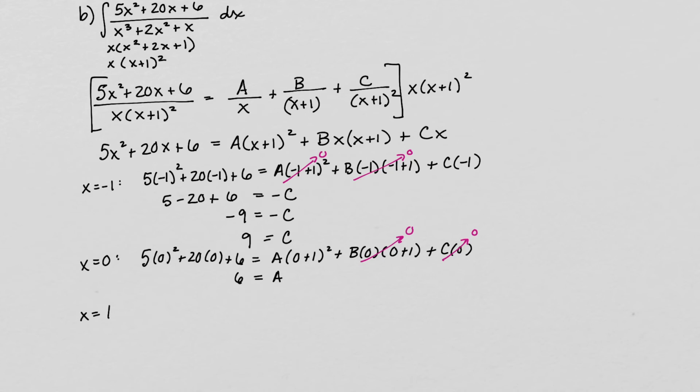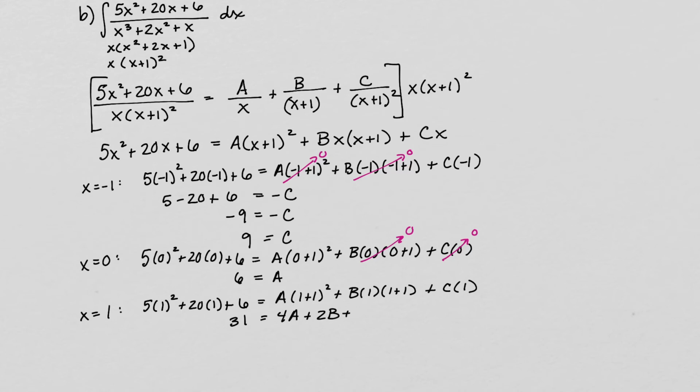So if I pick x equals 1, we get 5 times 1 squared plus 20 times 1 plus 6 is now going to be a times 1 plus 1 squared plus b times 1 plus 1 plus c times 1. Yep, you could pick 11,111 if you really wanted to. So in this case, we're going to have 5 plus 20 plus 6. So this left-hand side is going to be 31. Here I'm going to have a times 2 squared. So 2 squared is 4. So 4a plus 2b plus c.